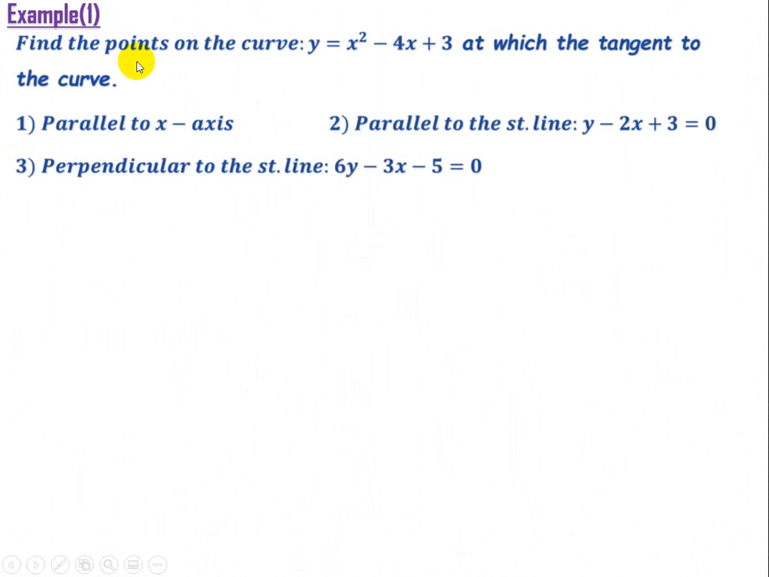Example number 1. Find the points on the curve y equals x squared minus 4x plus 3 at which the tangent to the curve is: number 1, parallel to the x-axis; number 2, parallel to the straight line y minus 2x plus 3 equals 0; number 3, perpendicular to the straight line 6y minus 3x minus 5 equals 0.